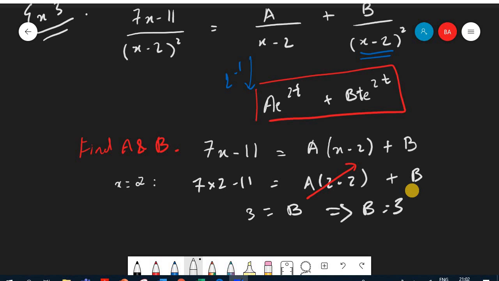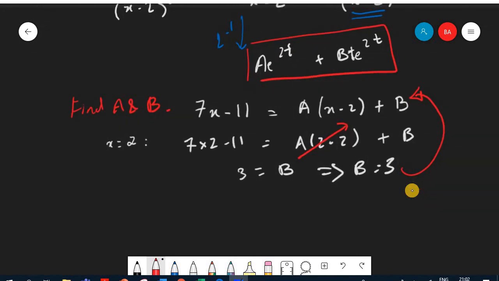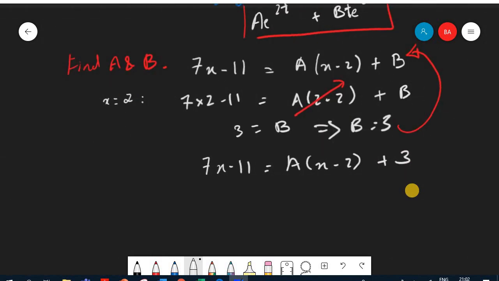So we found b. What you need to do now, the simple thing, is to substitute b. As you substitute b, you're going to have an equation which looks like that: 7x minus 11 is equal to a(x minus 2) plus 3. All you need to do is substitute anything for x to find a.